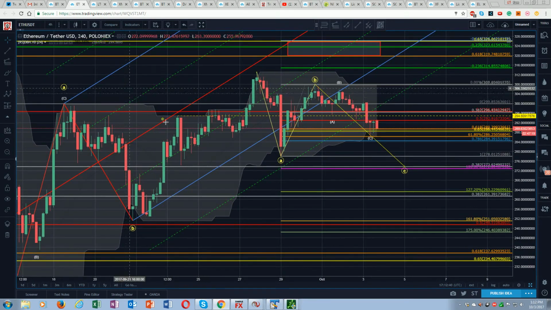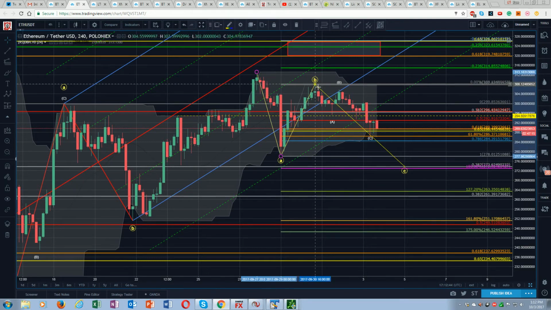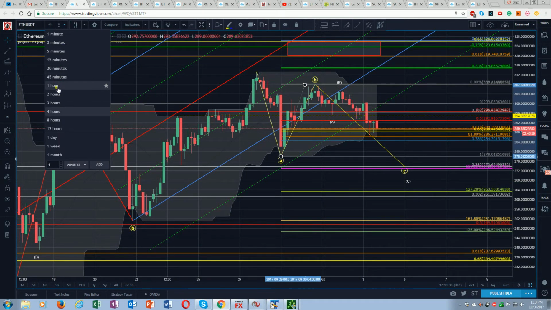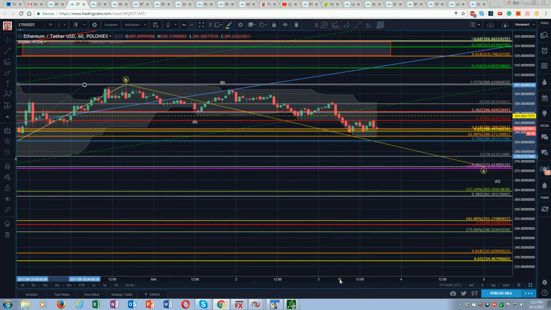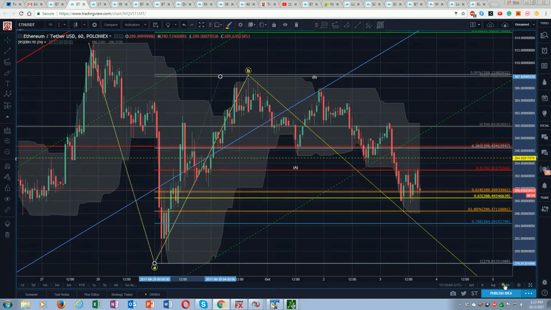This has now just come down. It's gone to that little pocket between the 0.618 and the 0.65. We get a little reaction there, but this doesn't look great. If that's going to go down there, now I'm on a 4-hour. Let's go down to a 1-hour. Let me squeeze it up a little bit.